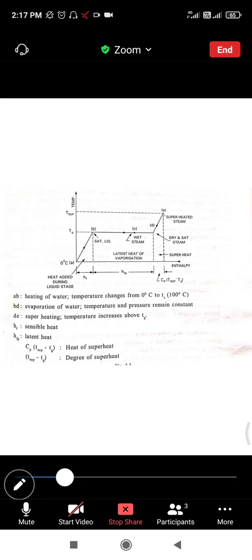Next, what is latent heat? Latent heat of vaporization. The amount of heat added to convert 1 kg of water at saturation temperature to 1 kg of dry steam at the same saturation temperature at a given pressure is called latent heat of vaporization, and it is denoted by HFG.